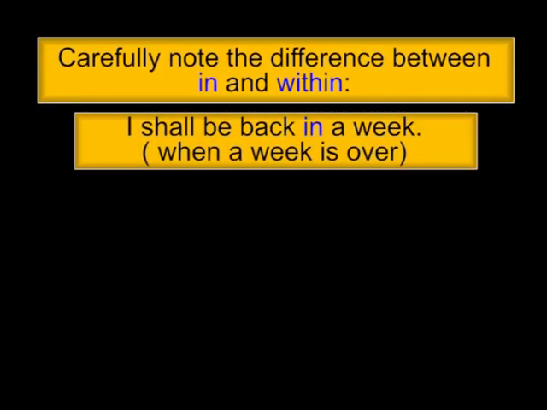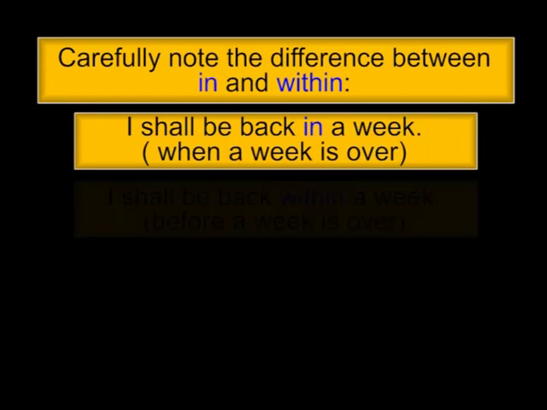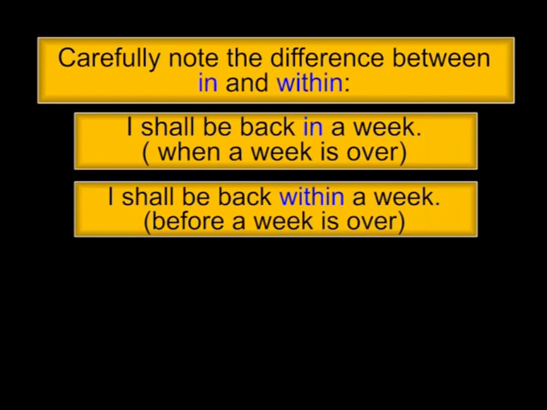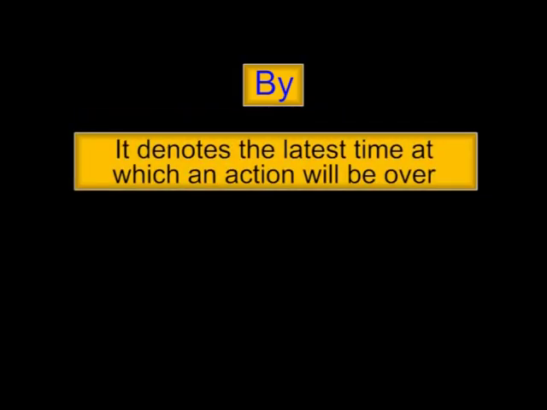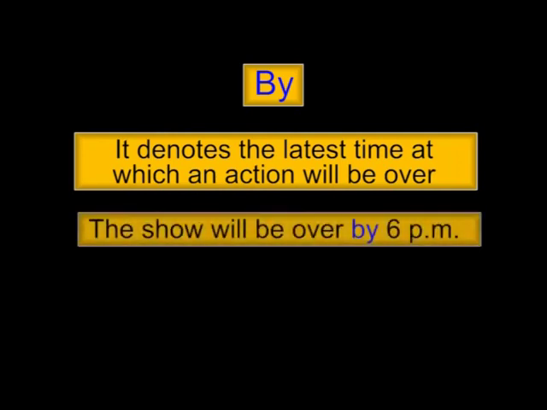I shall be back in a week. When a week is over. I shall be back within a week. Before a week is over. By. It denotes the latest time at which an action will be over. Example: the show will be over by 6 p.m. It shows that it may be over before it is 6, but the latest time at which it can be over is 6.